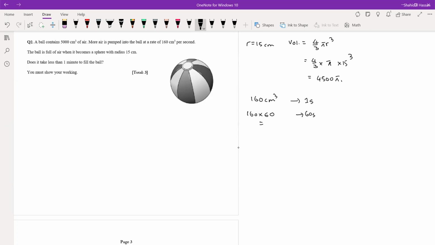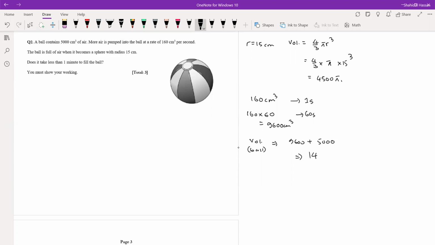Can you give me the answer now? 160 times 60. 9,600. So we have 9,600 centimeter cube of air. So in 1 minute, we can push in 9,600 centimeter cube. So after 1 minute, the total volume of the ball should be equal to 9,600 plus, remember there was 5,000 centimeter cube of air originally. So 9,600 plus 5,000, what do we get, sir?